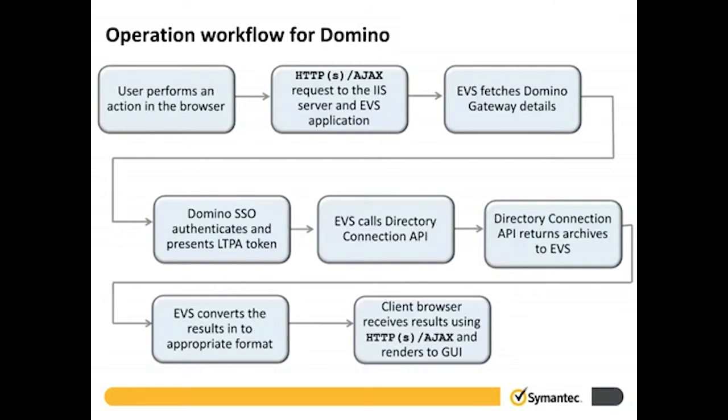After successful authentication, Enterprise Vault Search makes a call to the Directory Connection API. The Directory Connection API returns the archives to Enterprise Vault Search. Enterprise Vault Search converts the archives list to the proper format and returns the result to the client browser. The client browser receives the archive list using HTTP AJAX and renders it on the UI using client-side JavaScript.